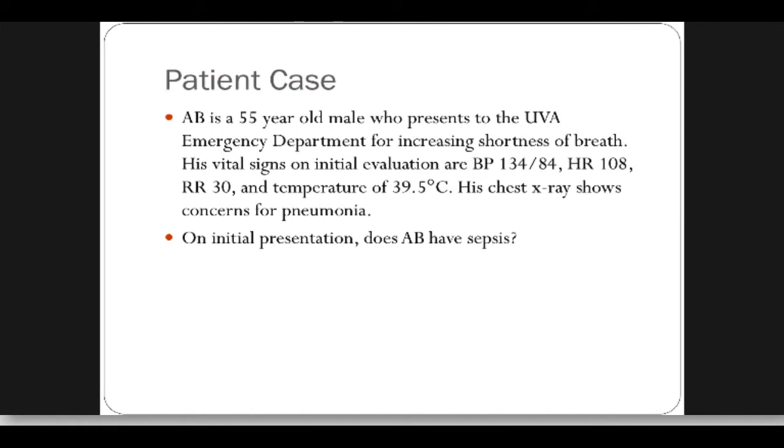So this leads us to our patient case. AB is a 55-year-old male who presents to the UVA emergency department for increasing shortness of breath. His vital signs on initial evaluation are a blood pressure of 134/84, heart rate of 108, a respiratory rate of 30, and a temperature of 39.5 degrees Celsius. His chest x-ray shows concerns for pneumonia. On initial presentation, does AB have sepsis? And if so, which criteria of the SIRS criteria does he meet?